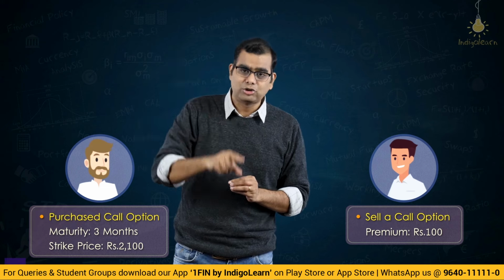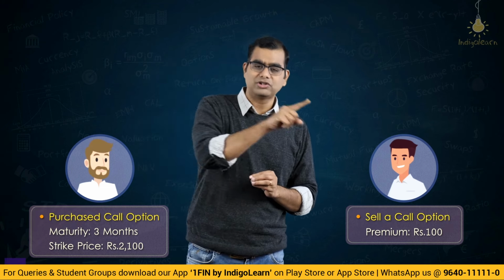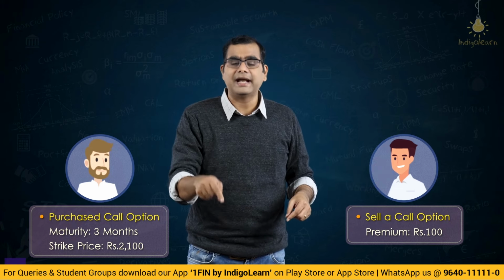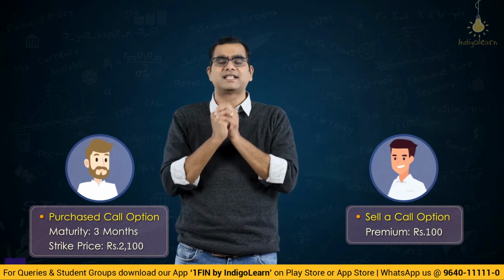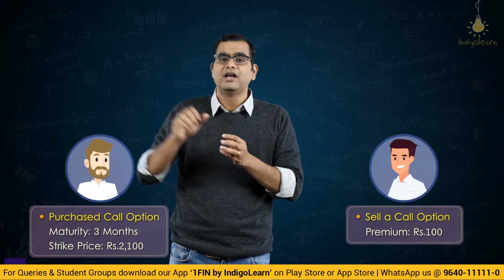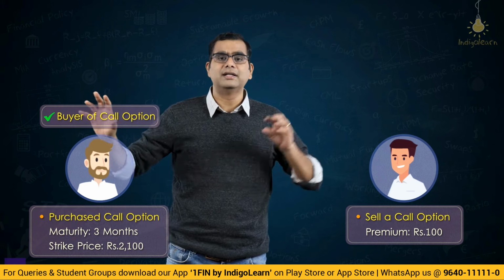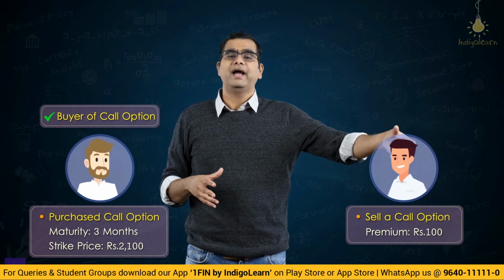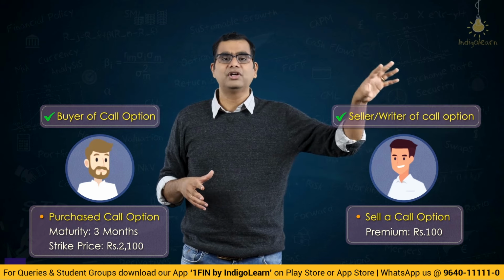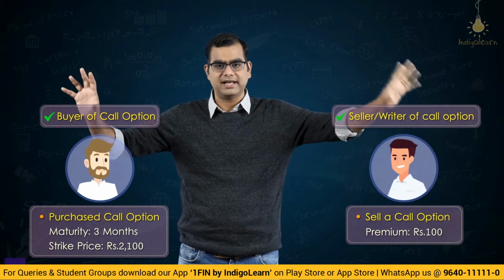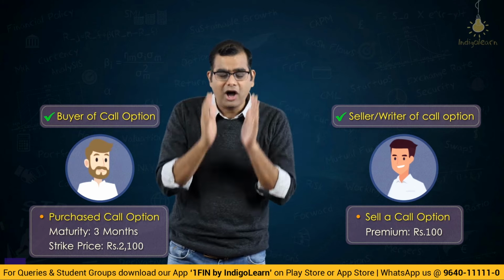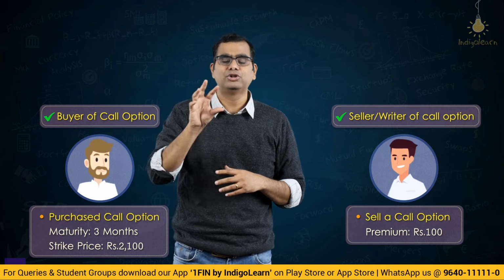So you have a right to buy shares of Reliance at 2100 rupees 3 months down the line, whose current spot is 2000, and you have purchased this right by paying a premium of 100 rupees. You are called the buyer of the call. The person who is the other party to the contract, who is agreeing to sell to you Reliance at 2100 after 3 months by taking 100 rupees, is called the seller of the call option. You are the buyer, he or she is the seller. So in a call option, the buyer has a right to buy.